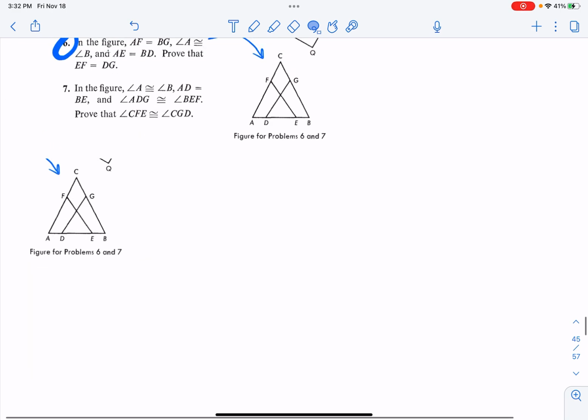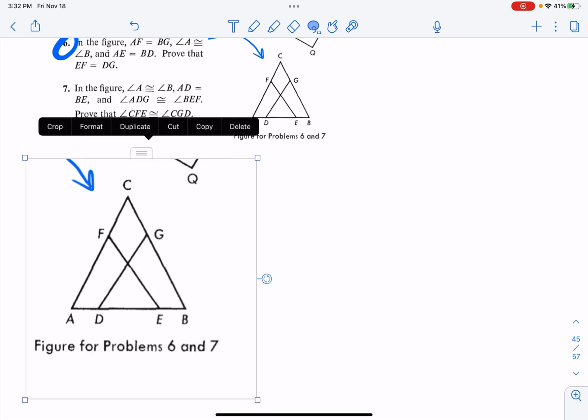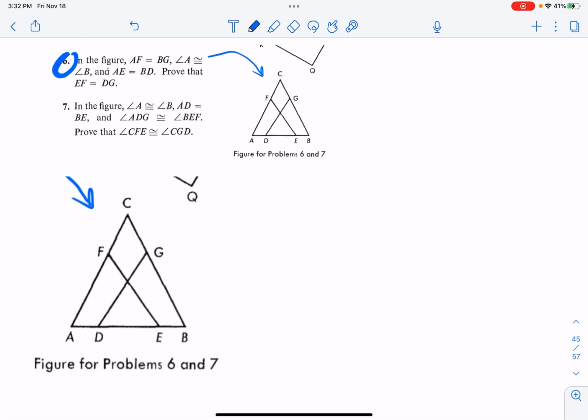If I can click on the right thing, I will make this diagram bigger. I have AF matches BG. I have angle A matches angle B, and I have AE matches BD. They overlap a little bit. It's a little hard to see it there. But what we want to do is look for the triangles hiding in this diagram that we know a lot about. And there are actually two triangles where we know three things.